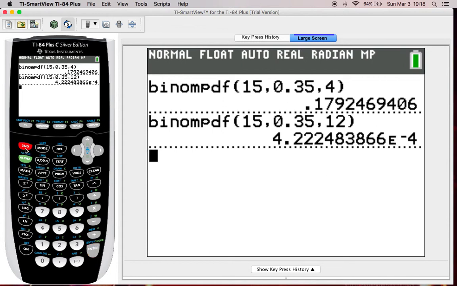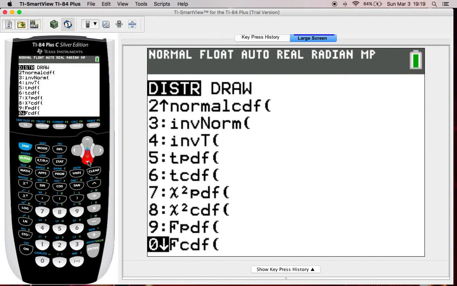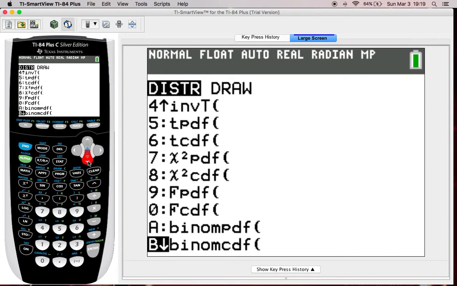So I'm going to go back into my distributions, and now I'm going to arrow down. I'll show you the shortcut for this one in a second. Keep going, to Binomcdf, which is letter B. So I'm going to go ahead and hit enter.